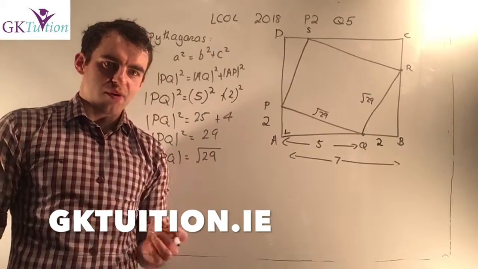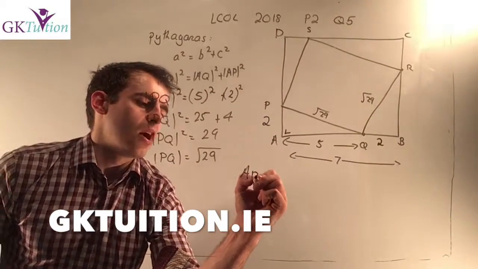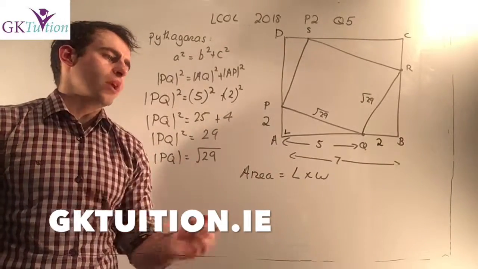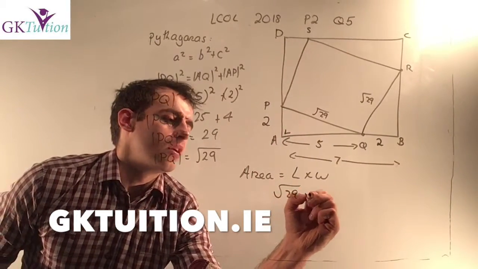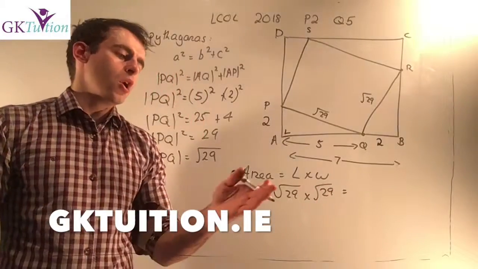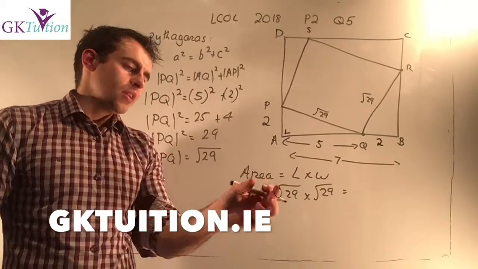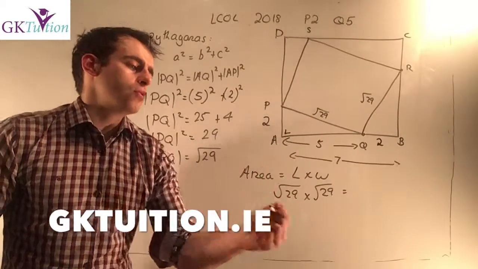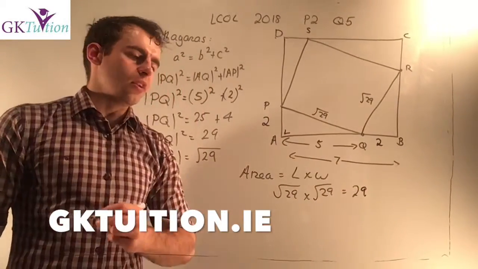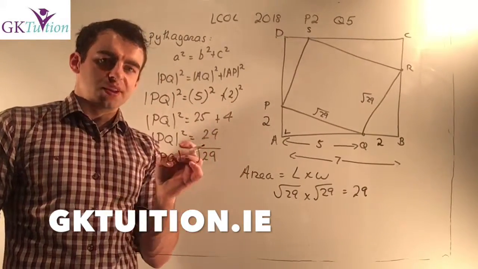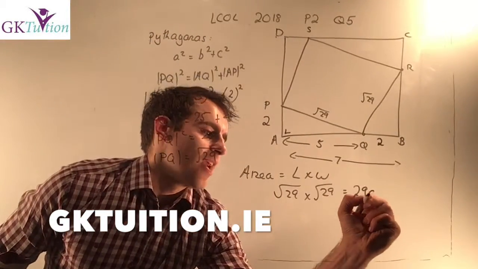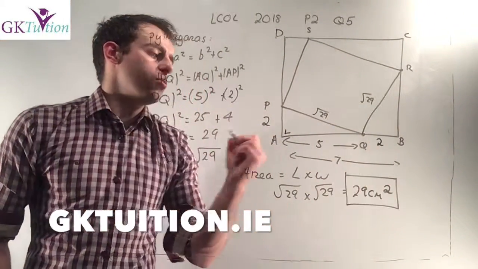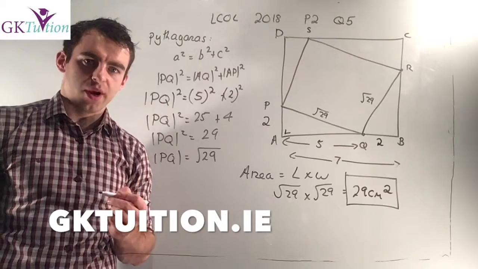Now the question is to get the area of this square. And in order to get the area of a square, it's just the length multiplied by the width. So the length multiplied by the width in this case would just be the square root of 29 multiplied by the square root of 29. Square root of 29 by the square root of 29, that's the same as root 29 squared. The squared and the square root cancel each other out, or if you just plug that into your calculator, you'd end up with 29. Now the units we're using in this question is centimeters, and it's area, and area is always squared. So your final answer should be that the area of PQRS is 29 centimeters squared.